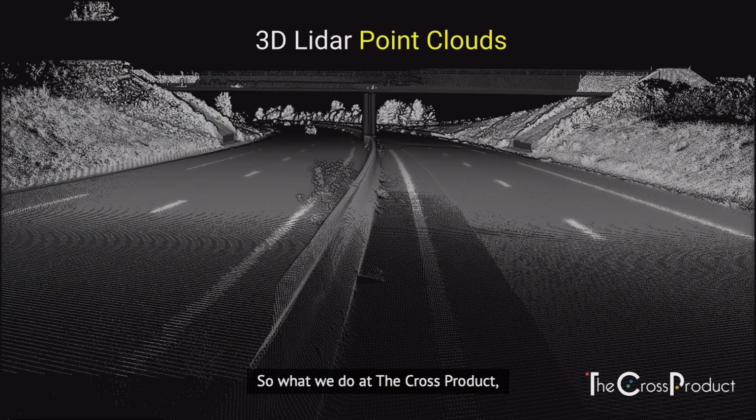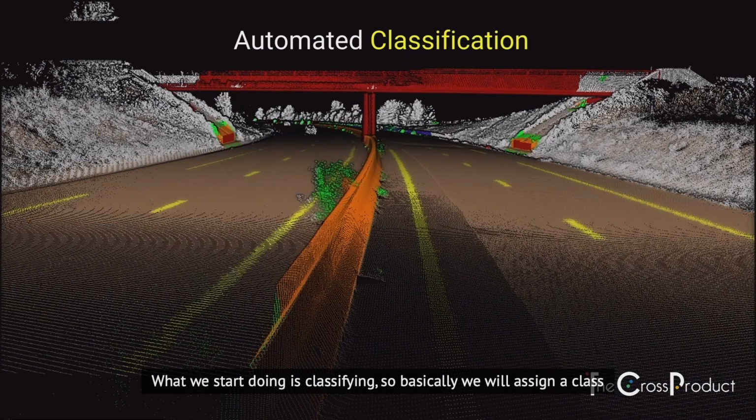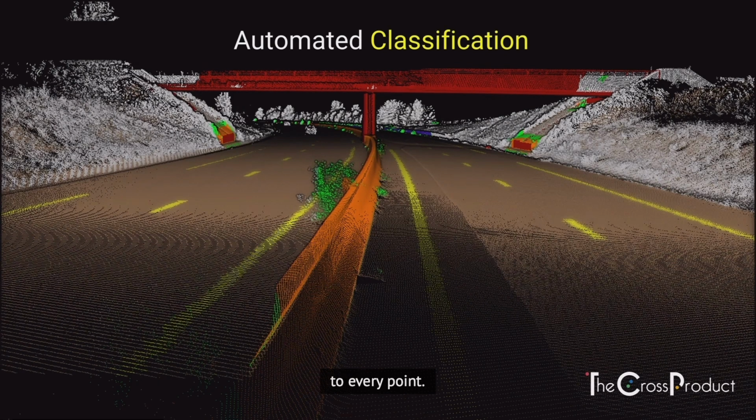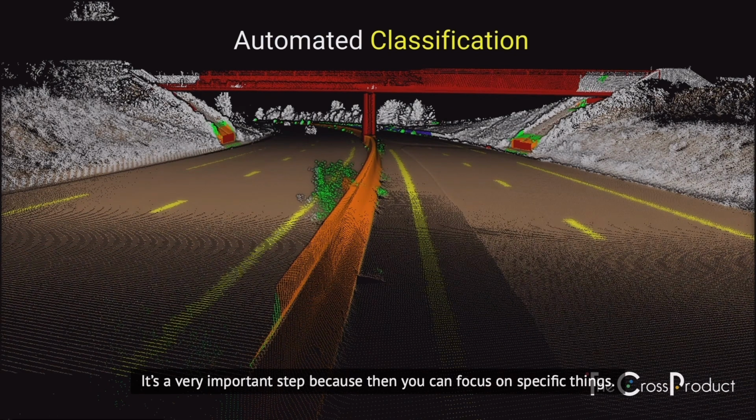So what we do at the Cross Product, we extract meaningful features from this point cloud. What we start doing is classifying. Basically, we assign a class to every point, whether it's a safety barrier, concrete or metal, the road, the markings, bridges, vegetation. We put every point into a class. It's a very important step because then you can focus on specific things.